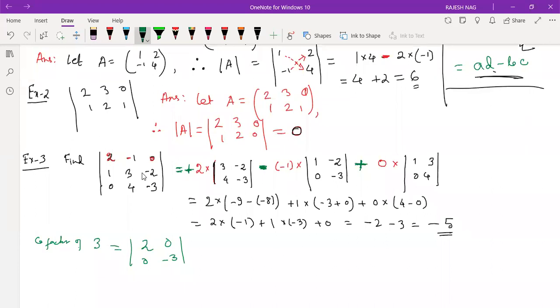Is the word cofactor clear? Every term has a corresponding cofactor, but naturally there will be a huge number of cofactors. For 2 the cofactor is this, for 3 the cofactor is this, arbitrarily speaking. For this -3, what is the cofactor? Who will be the cofactor for this -3? 2 -1 1 and 3.